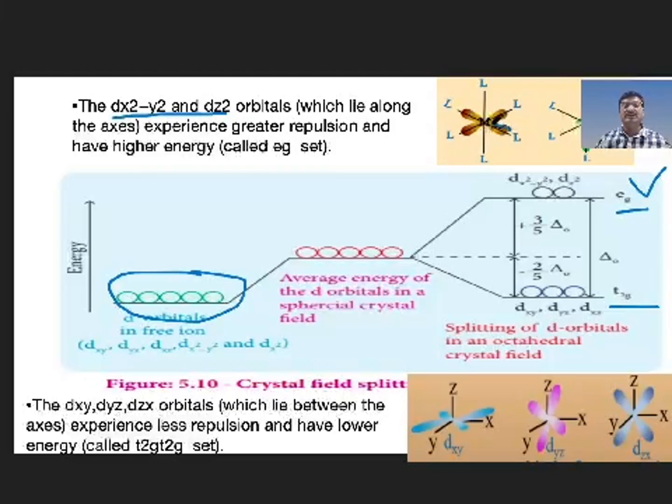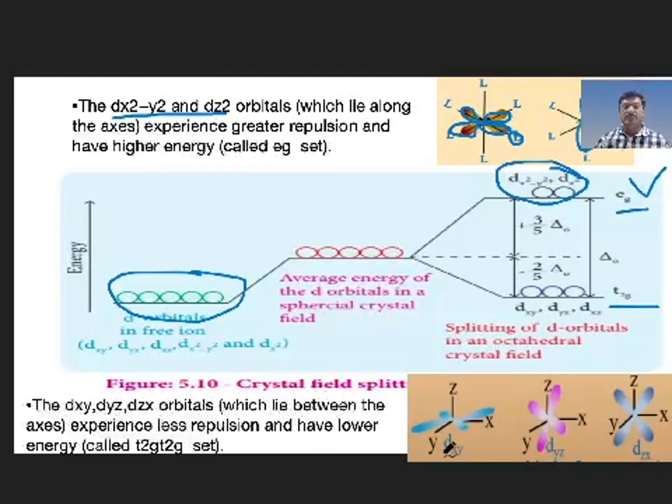So this is the structure of the dx square minus y square orbital. These two orbitals are present on the x and y axes, and they are very near to the ligands. That's why more repulsion takes place. Similarly, the z square orbital is also near to the ligands, so it also has more repulsion. When an orbital has more repulsion toward the ligands, it goes to the higher energy level.